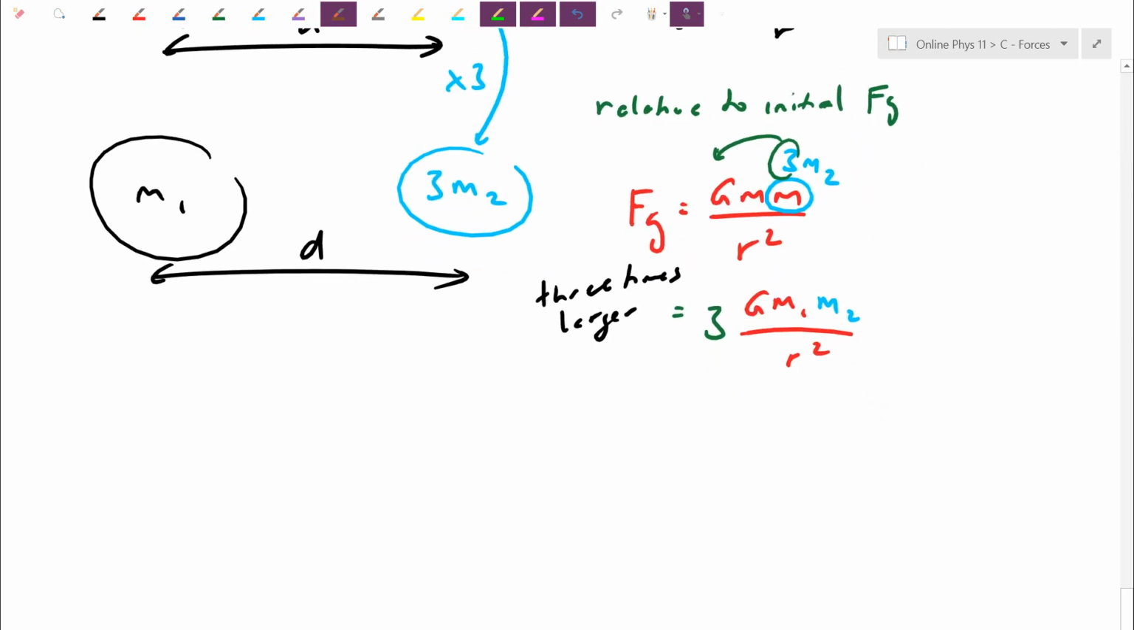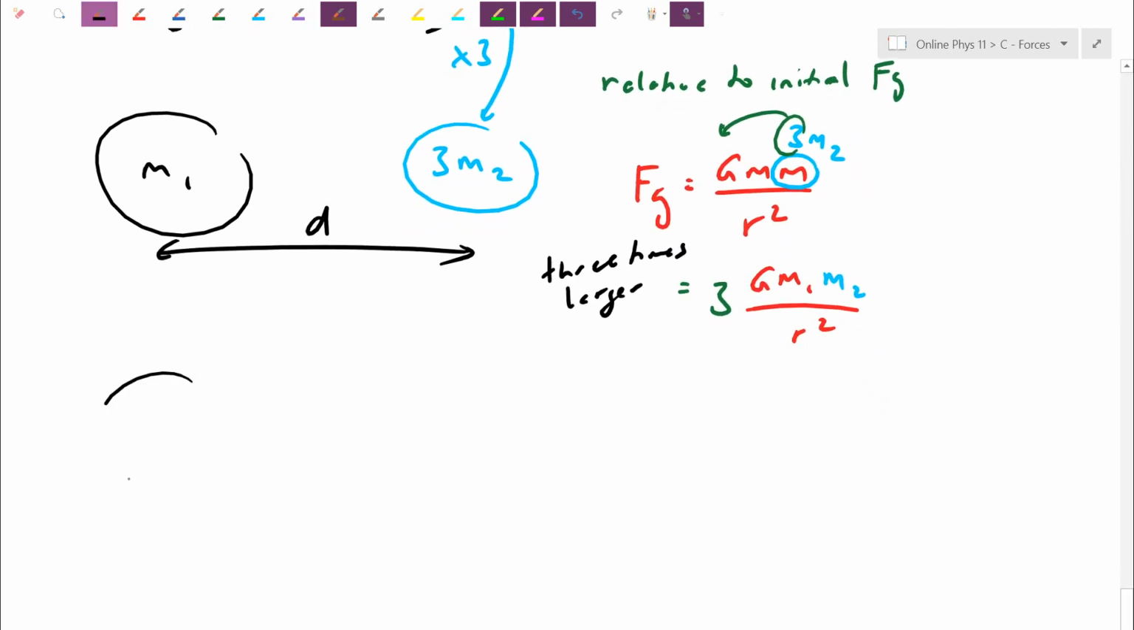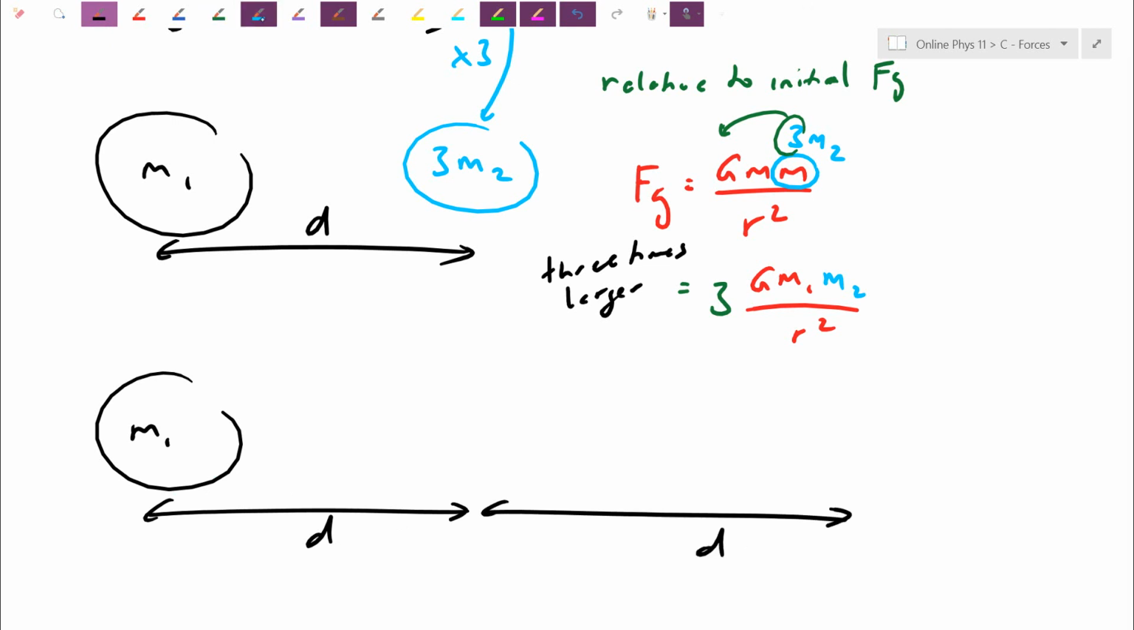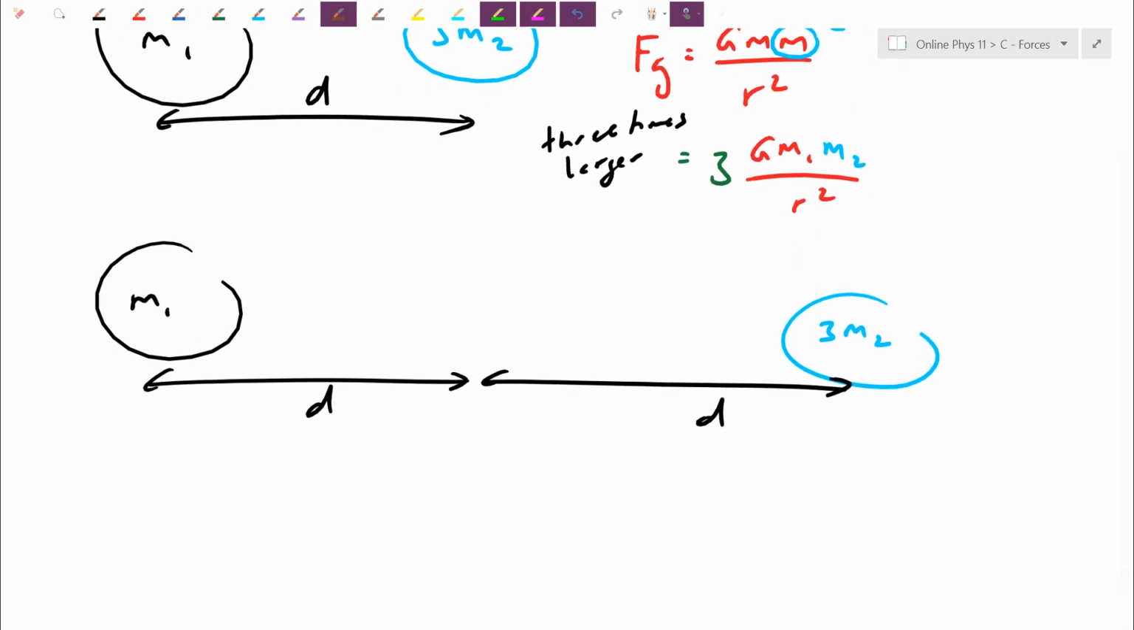Now, what if we did one more practice here? I take this new system, so I have an m1, I have a 3m2, and what if all I do here is double the distance? My original distance used to be like this. What if I measure another distance like this, and my new 3m2 is out here? How does my new gravity, my Fg, compare to the initial GMm over r squared?